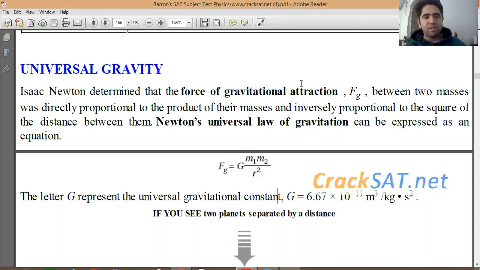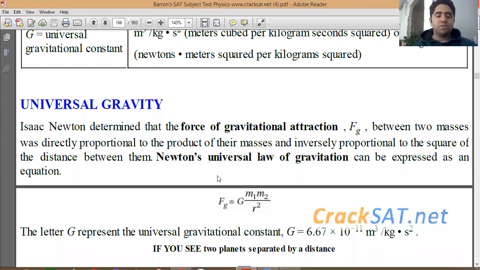So Isaac Newton, first, this lesson is really interesting. It's gravitational constants. And so a great deal of questions on the SAT physics test is going to deal with gravity. So it's better for you to be well equipped for these kinds of problems. So let's move on to gravitational force.